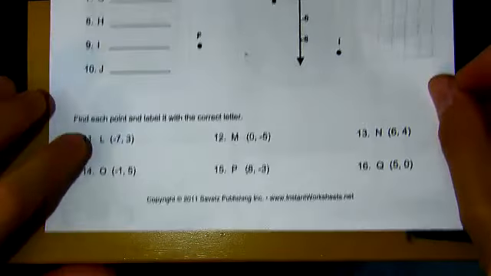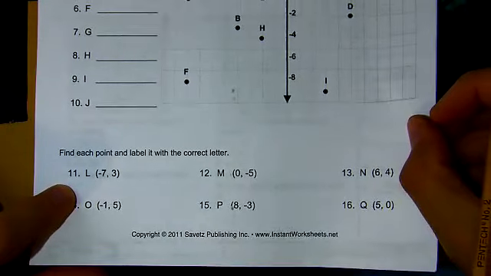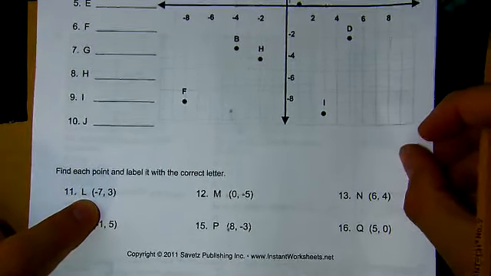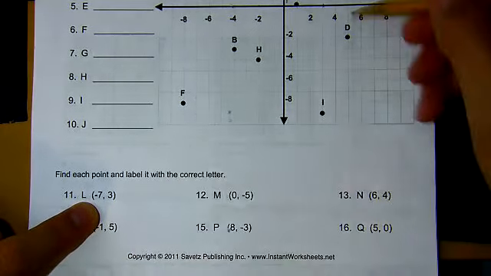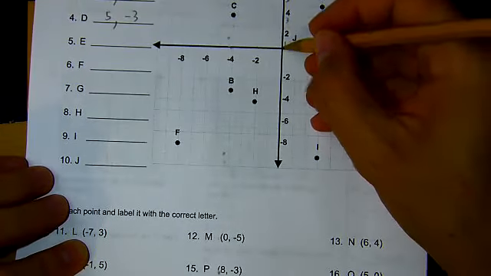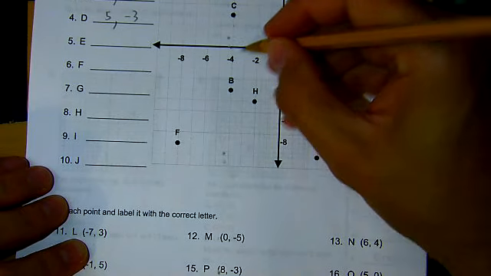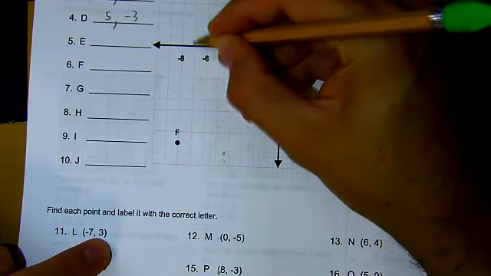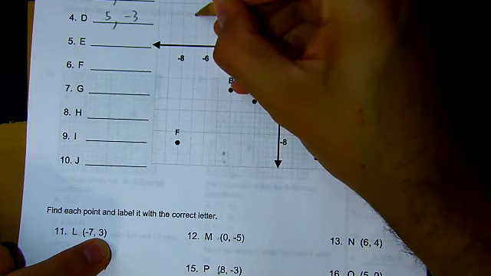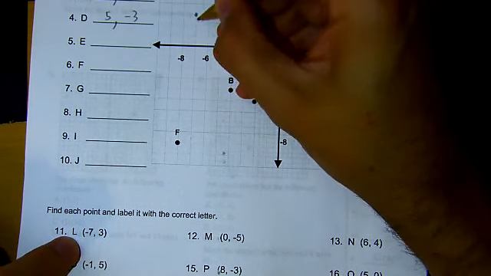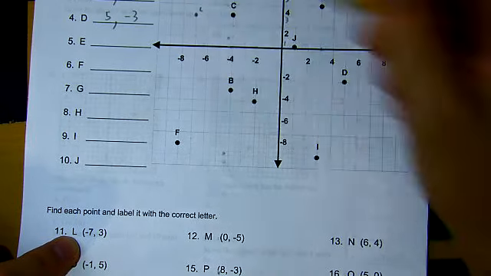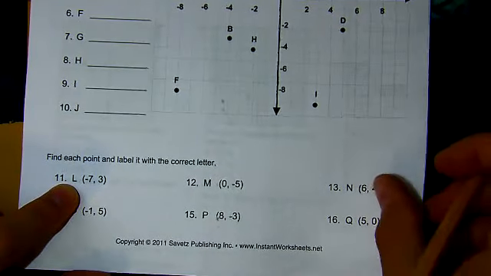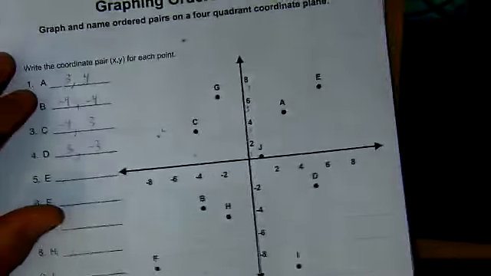This down here is just going to be plotting more points, just like what we did on the first page. So let's say we need to plot that point right there, L. Negative 7, 3 means we go 7 to the left. 1, 2, 3, 4, 5, 6, 7. And then 3 positive means we go 3 up. 1, 2, 3. So you put a point there, and then you label it L. So you can finish the rest of those. The answers are on the back of the page, or the second sheet.